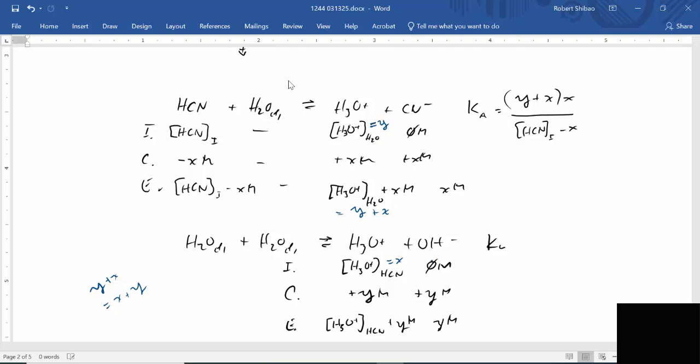Equation 2 is going to be Kw. Kw is going to be the hydronium times the hydroxide. So what we're going to have here is X plus Y times Y. And then you go simple. Simple. 2 equations, 2 unknowns. Isn't it simple?